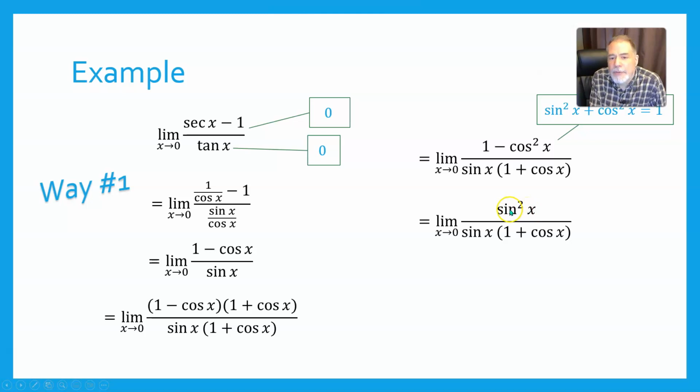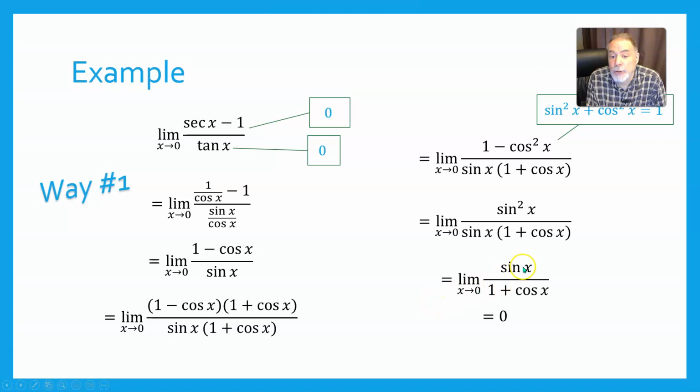Now, on top we've got a sine x times another sine x. On the bottom we've got a sine x times a 1 plus cosine x. We can divide out that factor of sine x that appears on top and on the bottom and reduce it to just sine x to the first power on top over 1 plus cosine x on the bottom. Now we can let x approach 0 and see what happens on top and on the bottom.